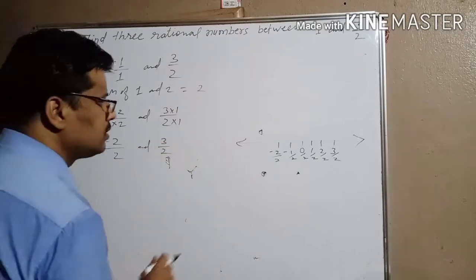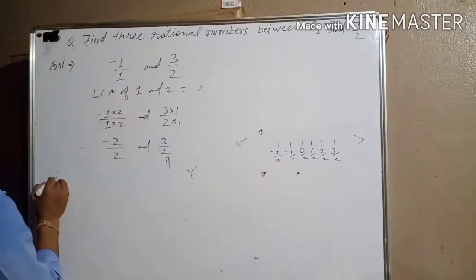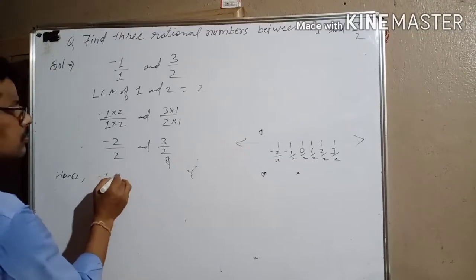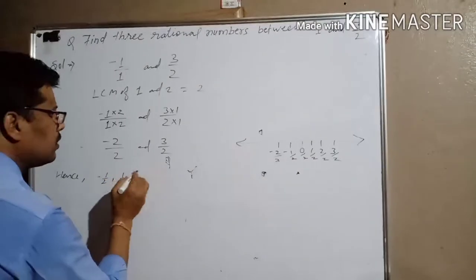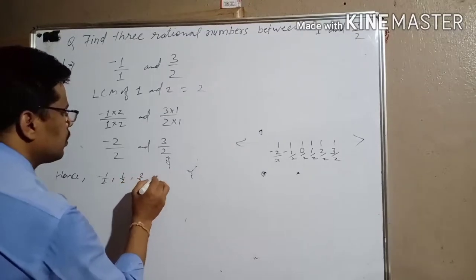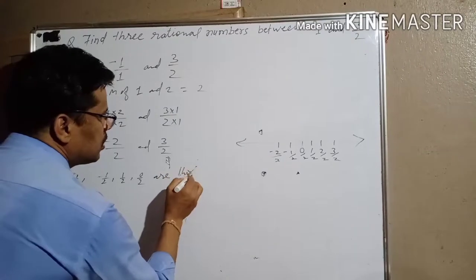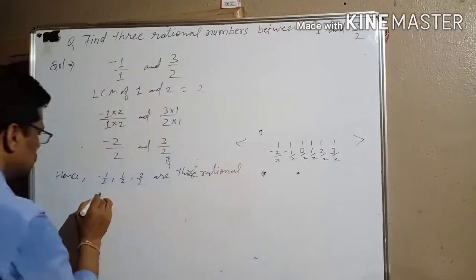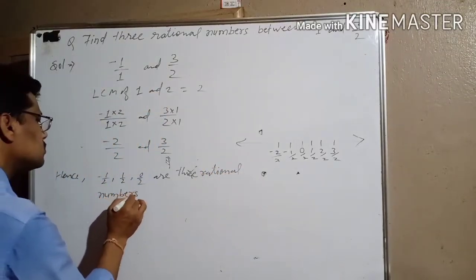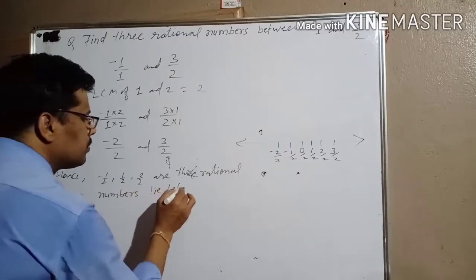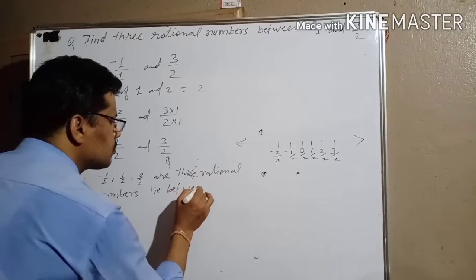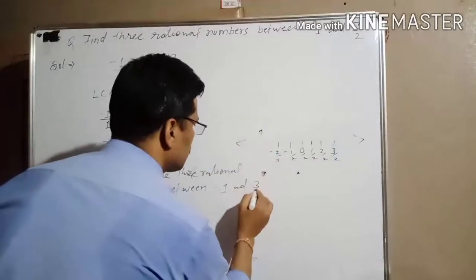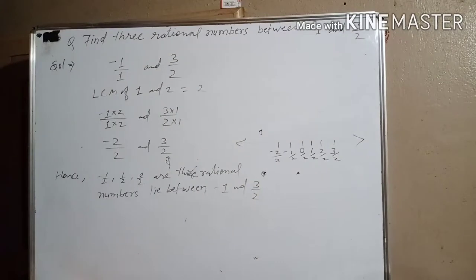So you can write here, hence, -1 upon 2, 0 upon 2 and 1 upon 2 are three rational numbers which lie between -1 and 3/2. This is our required answer. Got it?